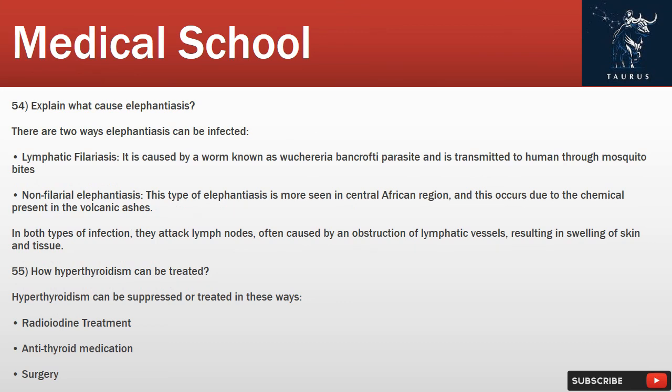55. How can hyperthyroidism be treated? Hyperthyroidism can be suppressed or treated in these ways: radioiodine treatment, anti-thyroid medication, surgery.